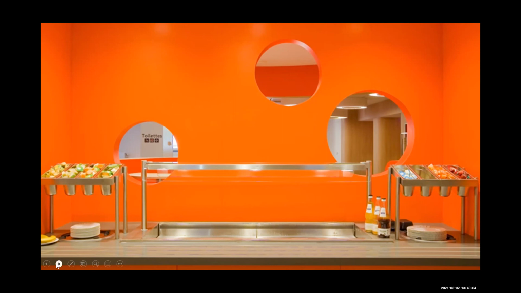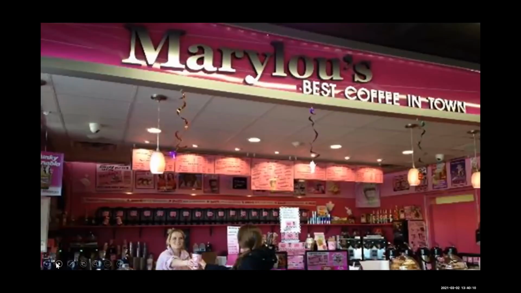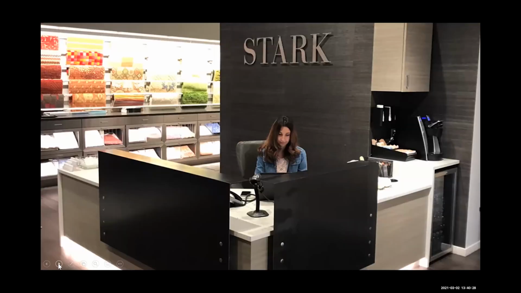And the next one is other food service areas. The next one is a coffee shop. It's a regional chain in Massachusetts called Mary Lou. Trends differ from continent to continent. North American lines tend to have fewer solids than European lines, where in Europe they embrace the bold, bright solids. We see it frequently used in showrooms, such as the Stark showroom in Boston.